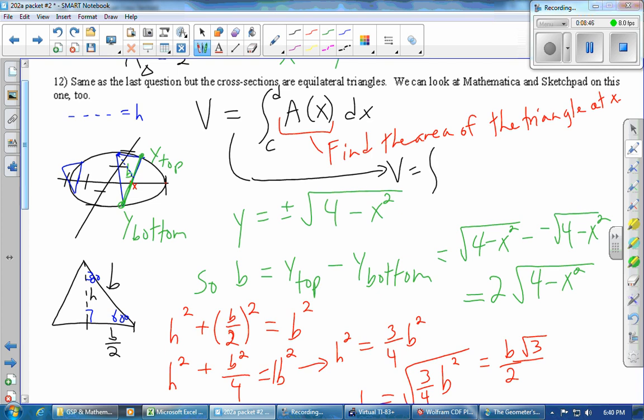So we said that the area of a triangle is half base times height. So I'm just going to write that now. Half base times height. And then this will be a d something. Apparently it's dx because we've got x's floating around everywhere. And let's do one more substitution here.